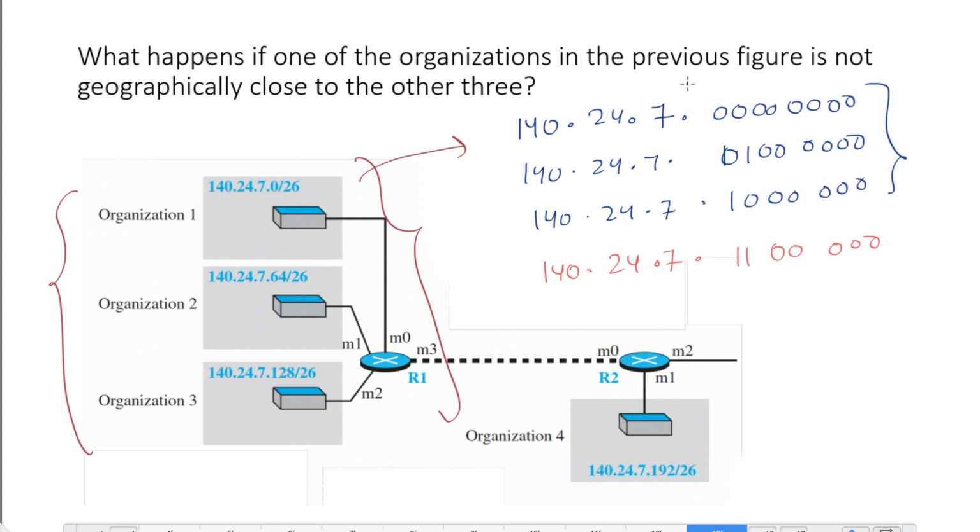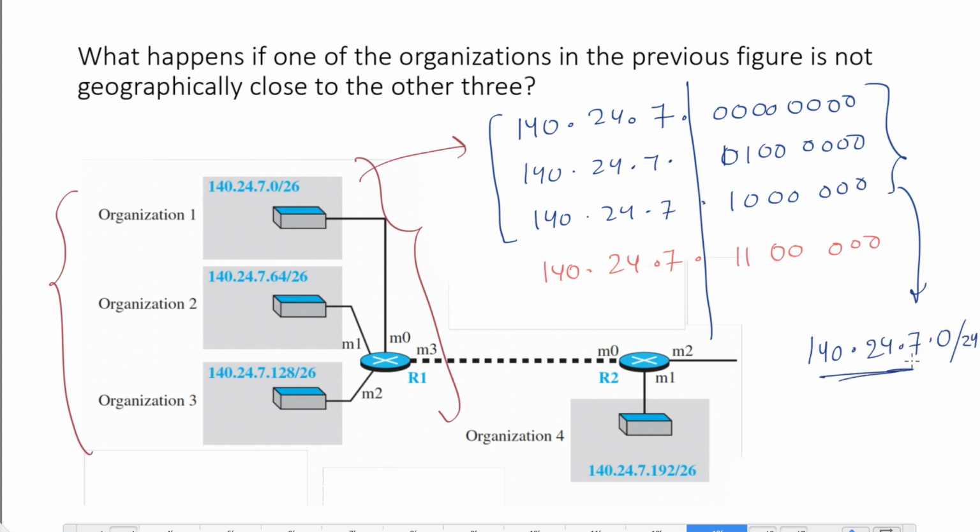See, earlier we got this as a result, now also we are getting this as a result, because just look at these three. Till what point are things common? Till this point only things are common. So these three networks will also get the same supernet, which means this dot 0/24. So with respect to R2, these three networks are forming this supernet. If I write the routing table for R2, it will have one entry like this: 140.24.7.0/24, then m0.